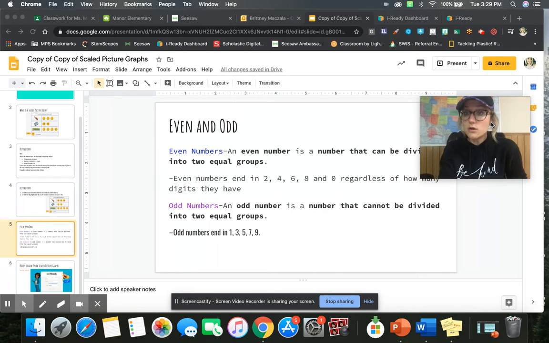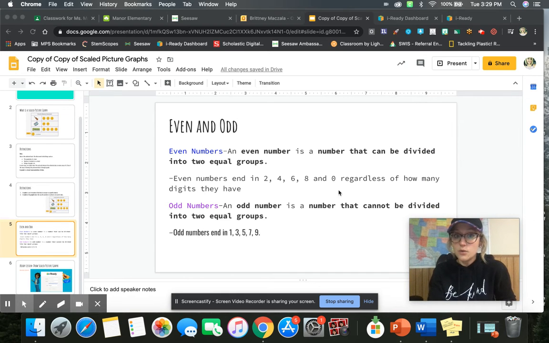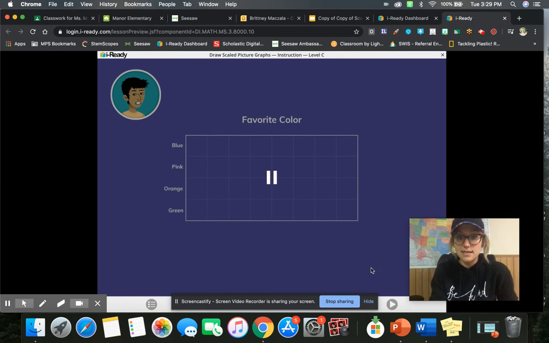When we're going through this and looking at data, we want to think about even and odd numbers. Even numbers are numbers that can be divided into 2 equal groups. Even numbers end in 2, 4, 6, 8, and 0, regardless of how many digits they have. An odd number is a number that cannot be divided into 2 equal groups. Odd numbers end in 1, 3, 5, 7, and 9. All right, let's take a look at what you will be doing today for your iReady lesson.